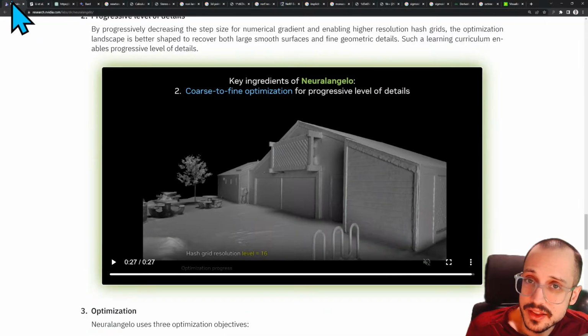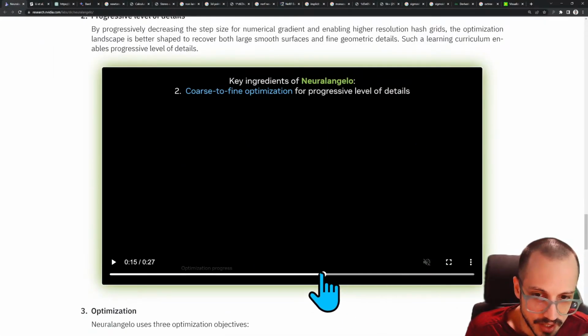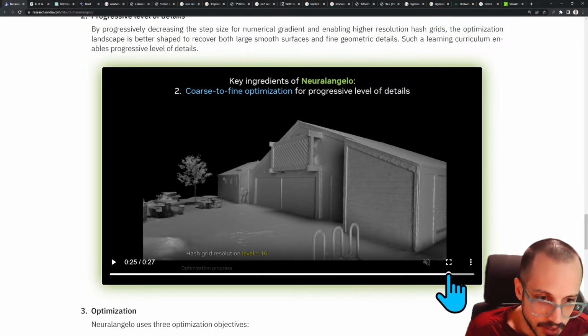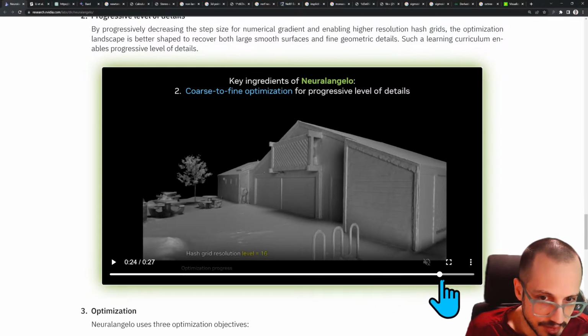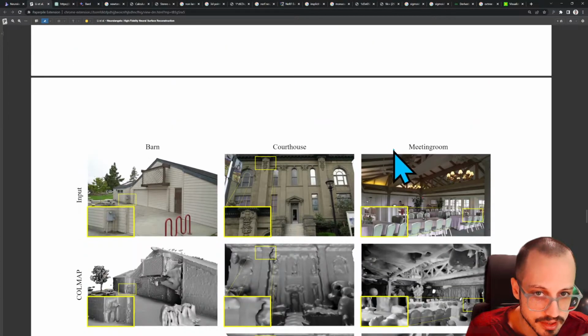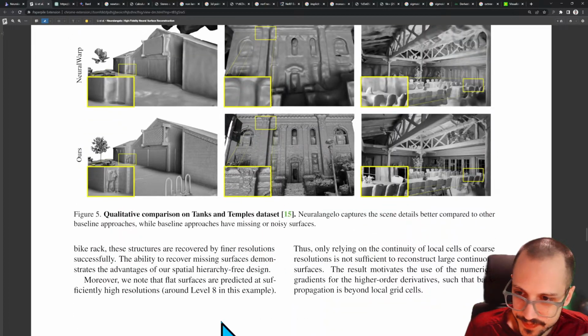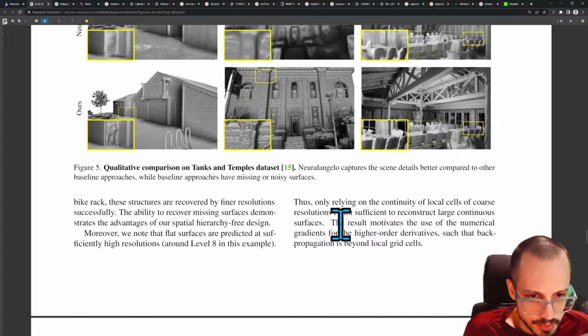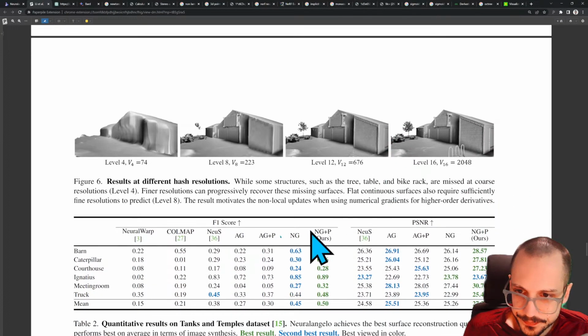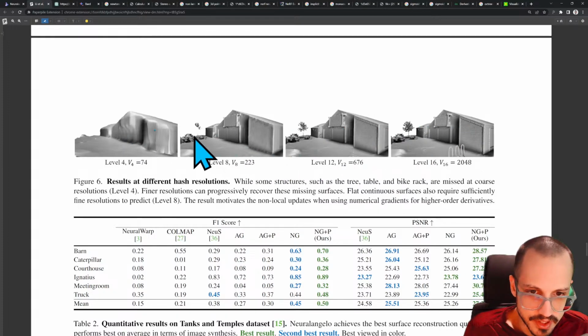It does seem cool that because their technique has this multi-resolution grid and they can piecemeal increase it, they naturally get this LOD, a level of detail. They get multiple versions of the asset at different levels of detail, which is maybe the whole reason they did that. We note that flat surfaces are predicted at sufficiently high resolutions, thus only relying on the continuity of local cells at coarse resolutions is not sufficient. This result motivates the use of numerical gradients such that backpropagation is beyond local grid cells. Okay, so here you have the different levels of resolution.